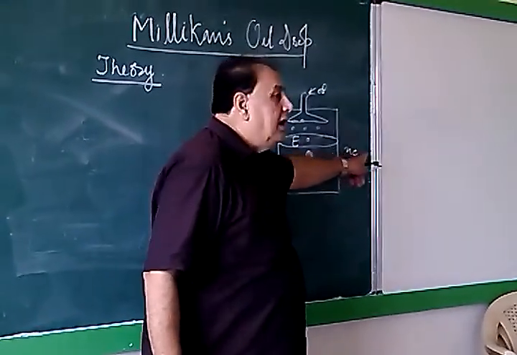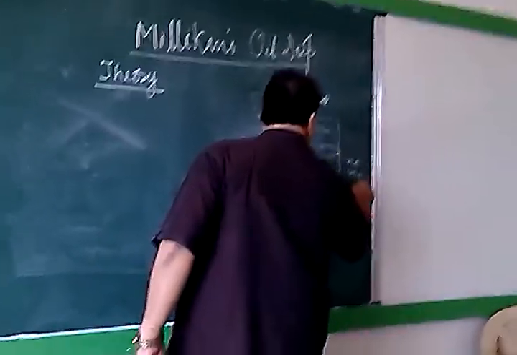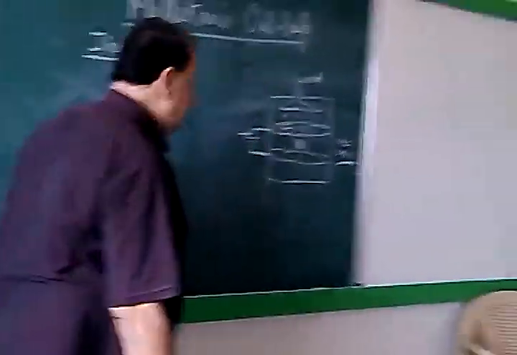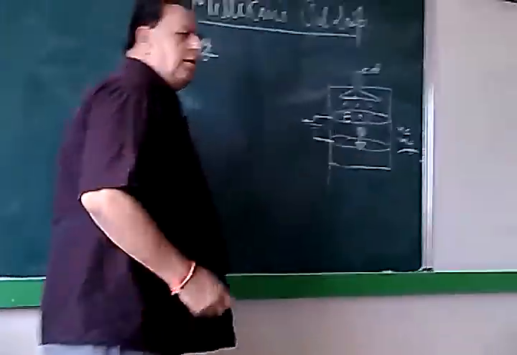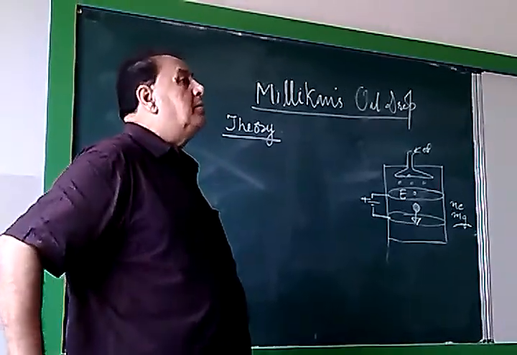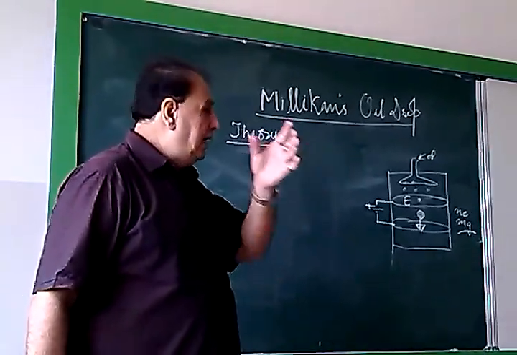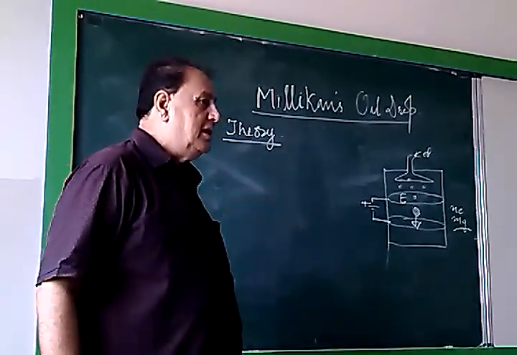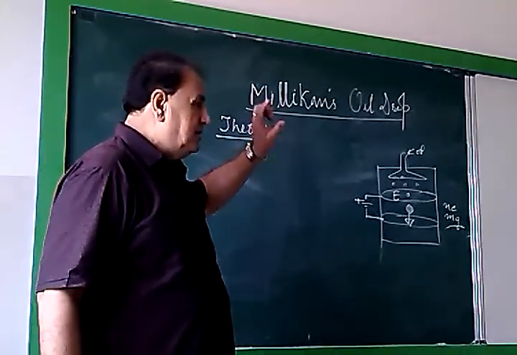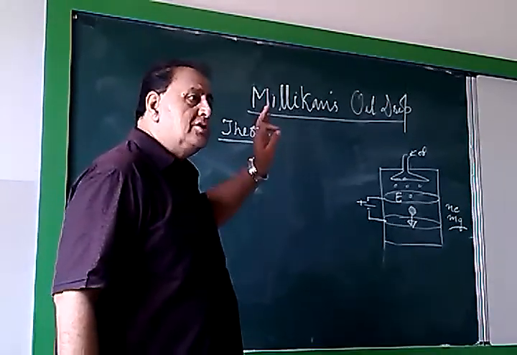It carries some electrons. Its weight will be how much? mg, acting downward. So it is falling freely. There may be some air inside it, and because of that it may acquire terminal velocity. So it's falling with some speed. I am not talking about when it is falling with terminal velocity. I take it only that this is a charged droplet whose weight is mg, and it's going down.